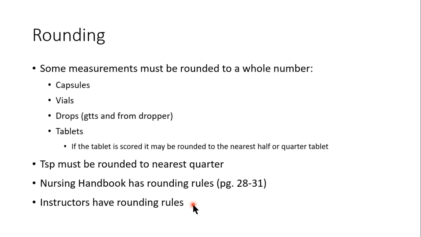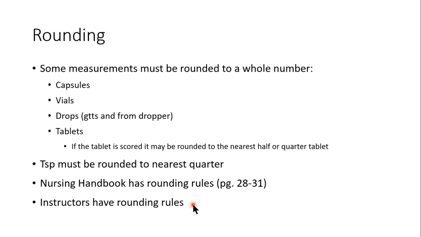For rounding, some measurements must be rounded to a whole number. So for example, capsules, vials, drops, and tablets have to be rounded to a whole number. But tablets, if they are scored, could be rounded to the nearest half or quarter tablet. This is only if the problem specifies that it's scored. If it's not scored, then you round to the nearest whole number.